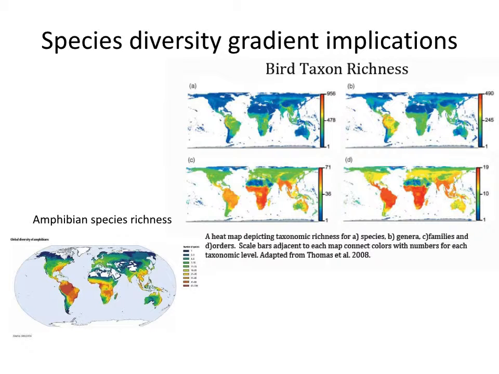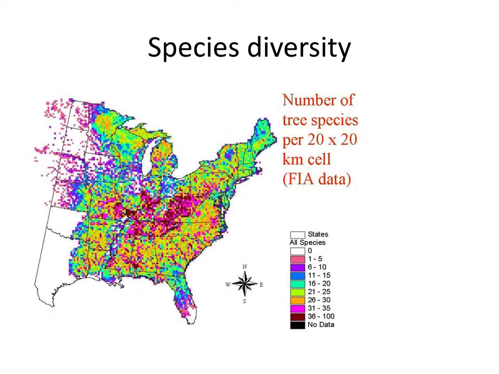It also holds for amphibian species, which you see on the bottom left. It essentially holds for any taxonomic group. The further away you get from the equator, the lower the species richness is, or the closer to the equator, the higher the species richness. So you see here how landscape can have a pretty big mitigating effect on that species diversity gradient.